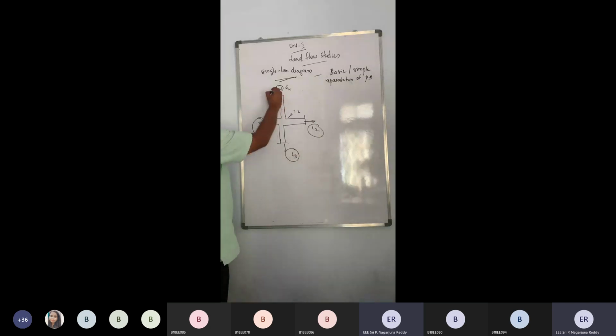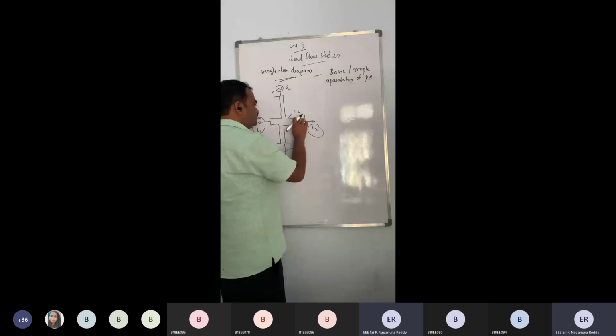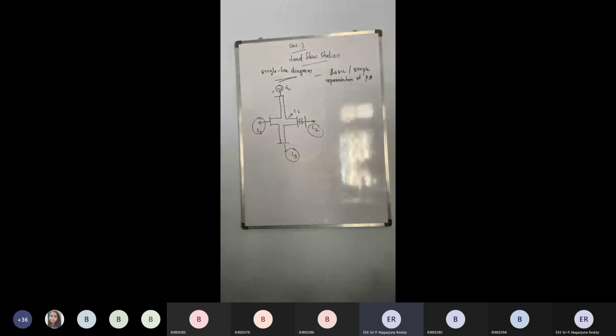This is a representation of a generator. And if you want to add a transformer, so like that, a single line diagram gives us some basic information about the configuration of the power system.